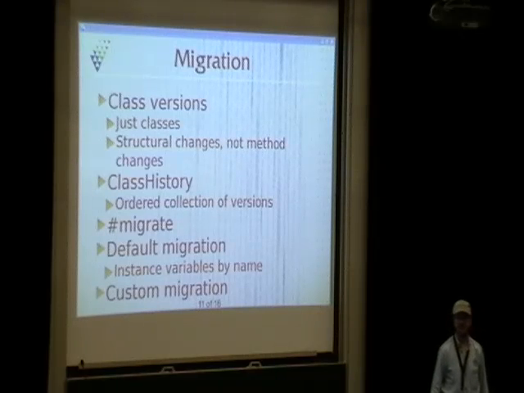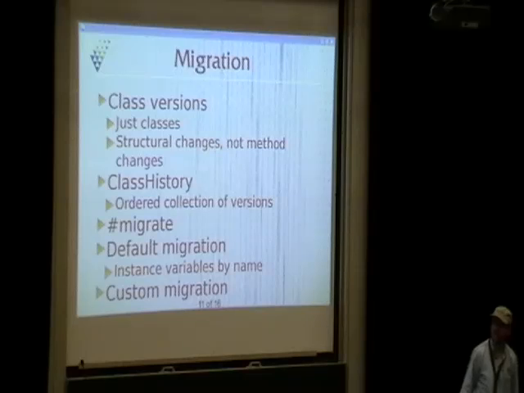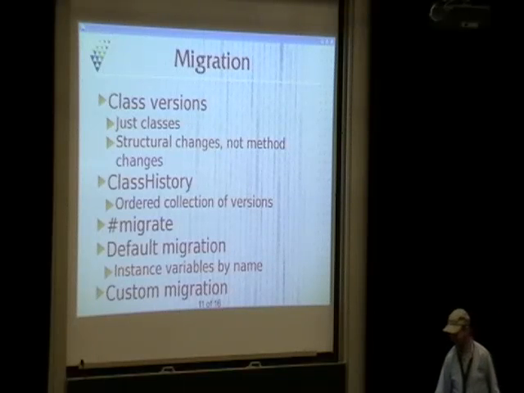So the classic example is the point that stores x and y and the point that stores r and theta, and they both have an x message, and one has to be computed from the r and theta, and one's just an instance variable x.